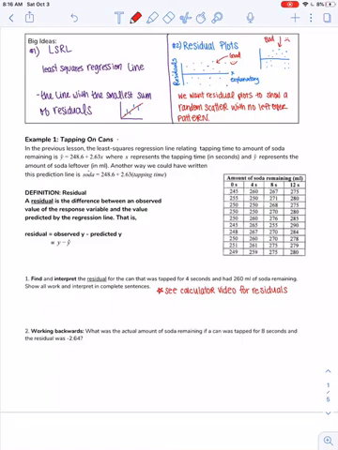All right, so now what we're going to do is look at that first example, back to the tapping on cans. If you haven't already, pause the video and enter this data into your calculator. Make sure the seconds are in list 1, and the amount of soda remaining is in list 2.